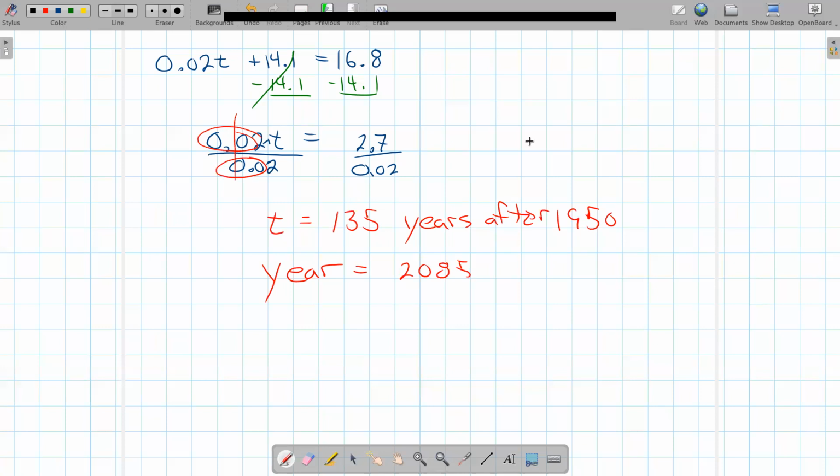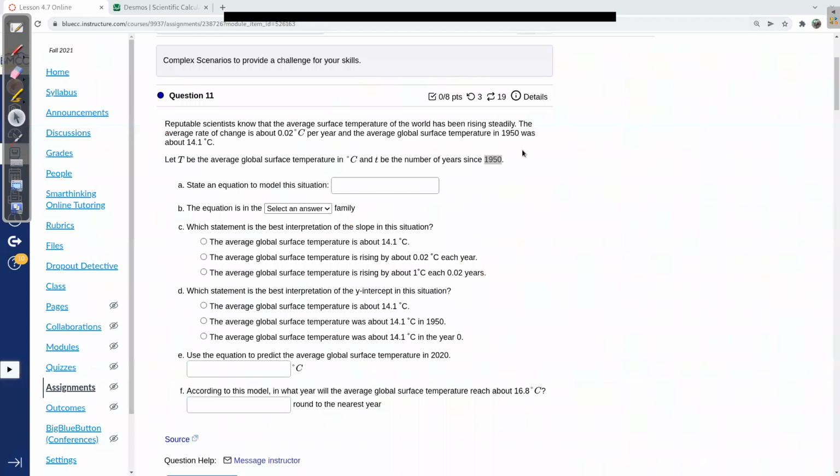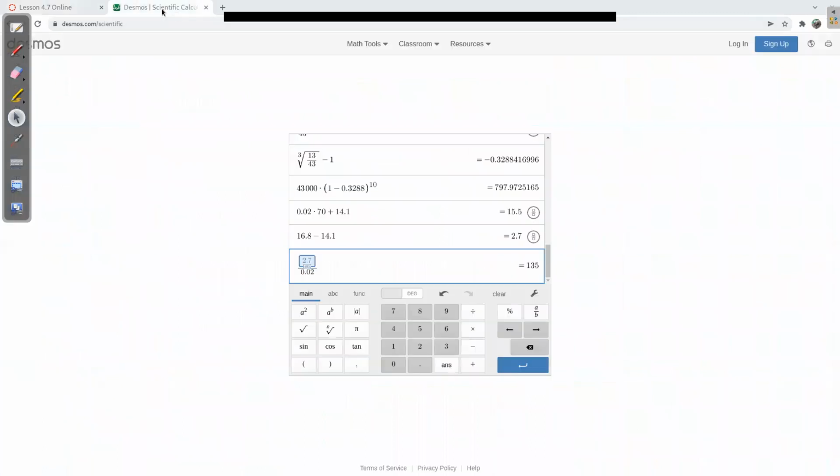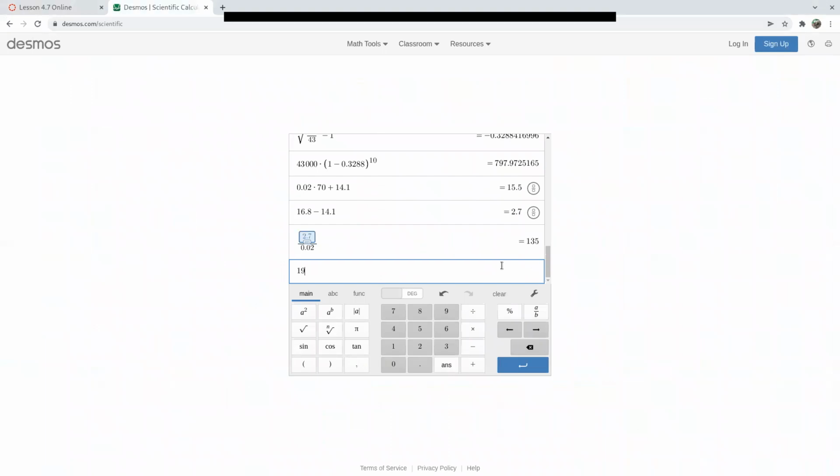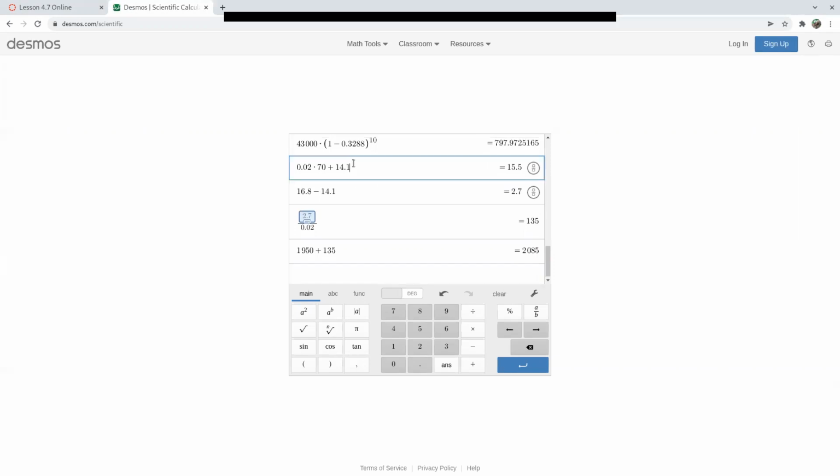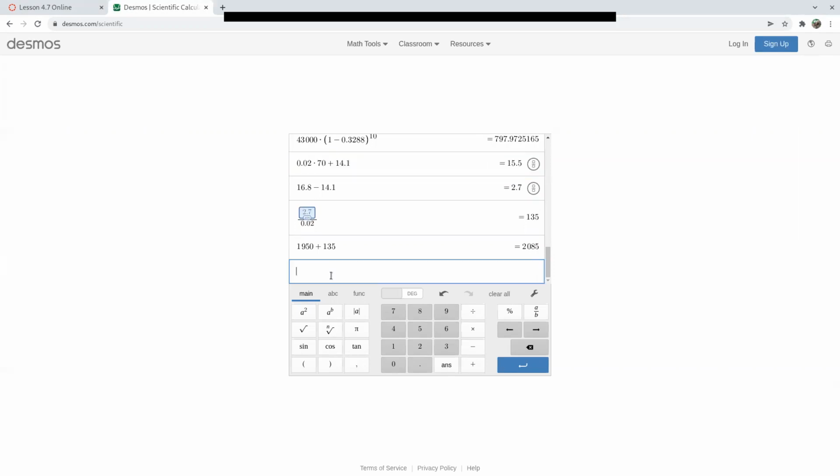We'll get to about 16.8 degrees if the temperature keeps increasing at the same rate of about 0.02 of a degree per year. So calculator, let's double check all of that. We think it's 135. So 1950 plus 135 gives me 2085. Now to double check the 135, I should plug back into my original equation like I did for the 70 years later. So 0.02 times 135 plus 14.1 should be my 16.8.